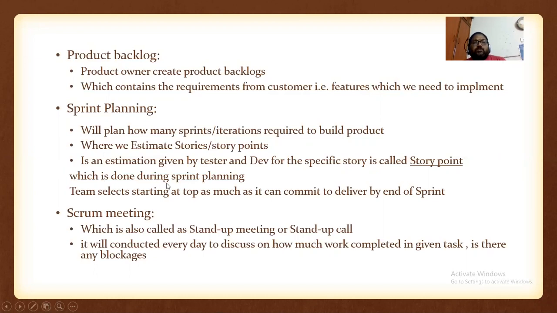Which is done during the sprint planning. Teams select starting at the top as much as they can commit to deliver by the end of the sprint. So that means sprint planning describes which features we have to take in the current sprint, how many sprints are required, how much effort is required. The estimation is also given in terms of story points. So story point is an estimation given by a tester or developer for the specific story.